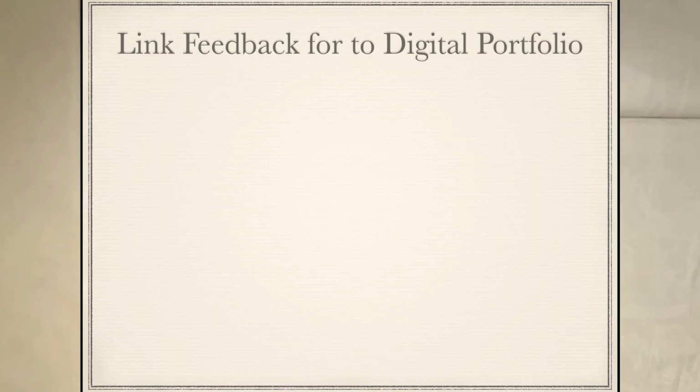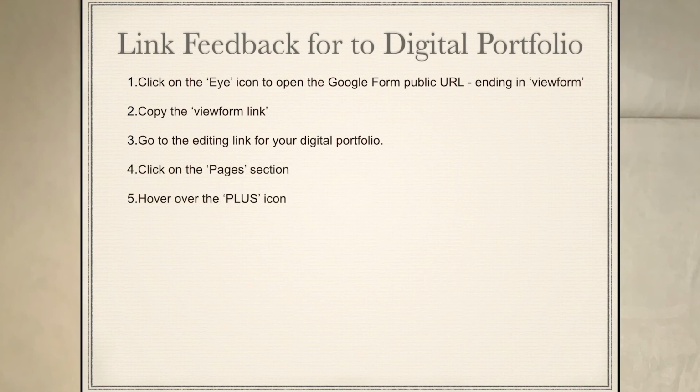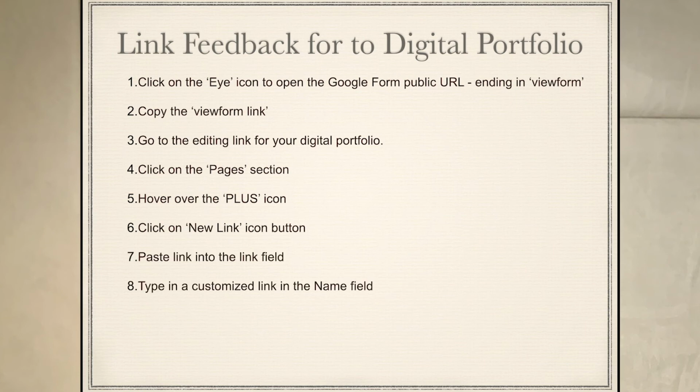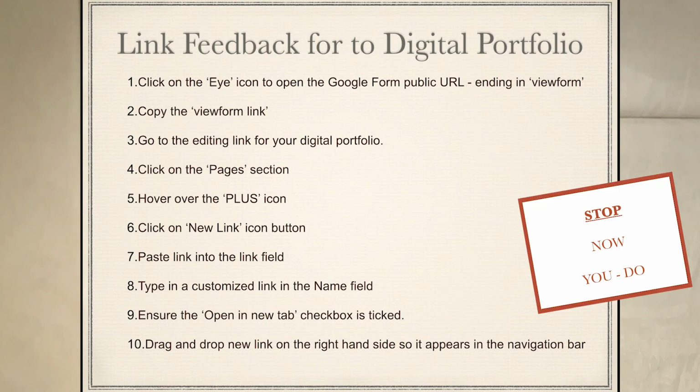There it is. All right, now click the eye icon to open the Google Form public URL ending in View Form. Copy the View Form link. Go to the editing link for your digital portfolio. Click on the Pages section. Hover over the plus icon. Click on New Link icon button. Paste the link into the link field. Type in a customized link in the name field. Ensure the Open a New Tab checkbox is ticked. And drag and drop New Link on the right-hand side so it appears in the navigation bar.